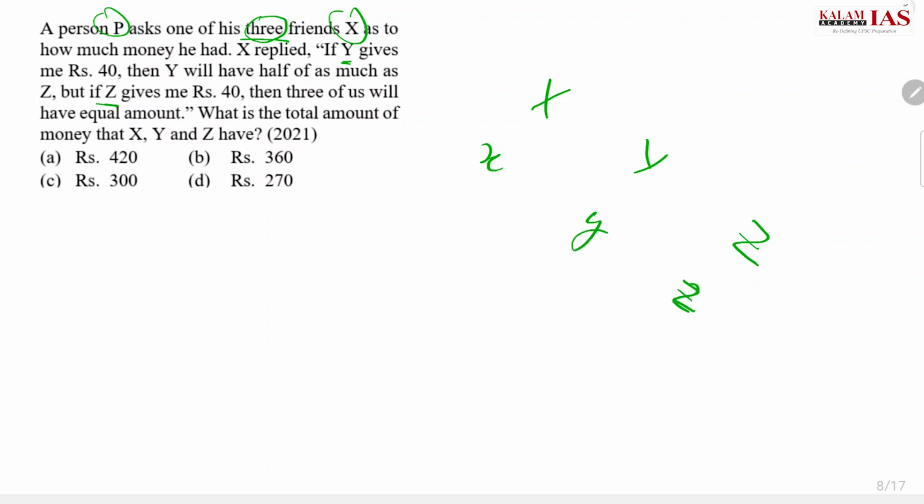Now it is saying if Y gives 40 rupees to me, so the money Y is giving 40 rupees to X, Y will have Y minus 40.